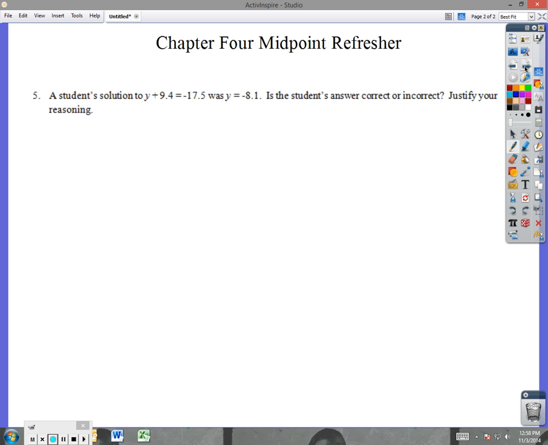Let's take a look at one more from the midpoint quiz that people struggle with. It says, a student's solution to y plus 9 and 4/10 equals negative 17 and 5/10 is y equals negative 8 and 1/10. Is the student's answer correct or incorrect? Justify your reasoning. I'm going to rewrite this down here: y plus 9 and 4/10 equals negative 17 and 5/10. Now they said y is equal to negative 8 and 1/10.